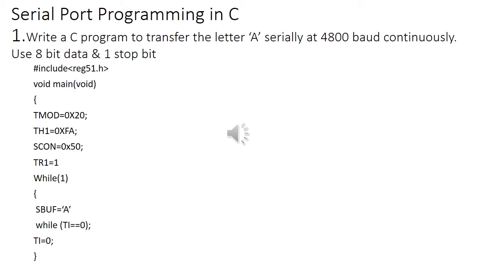Then you make use of while TI equal to 0. You remain in this loop until the value of the transmit interrupt becomes 1. Once it becomes 1, it indicates that the letter A has been transferred completely, and the transmit interrupt flag is raised to 1. Once it is raised to 1, you exit from this loop. After this you clear the transmit interrupt, in order to repeat the process.